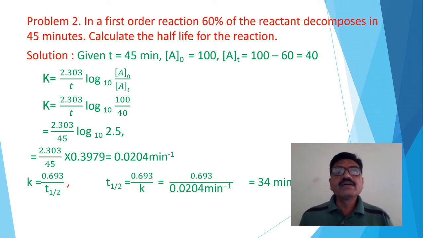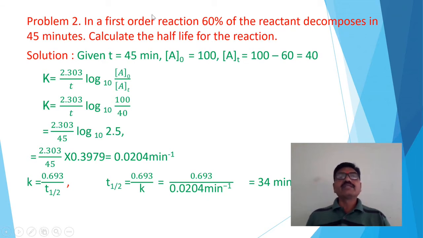Let us see one more numerical. This is slightly different from the first. Try to understand what is given. In a first order reaction, 60% of the reactant decomposes in 45 minutes. Calculate the half-life for the reaction. Read the numerical carefully. Again, this numerical is based on a first order chemical kinetic reaction. What is given? 60% of the reactant decomposes in 45 minutes. Calculate the half-life for the reaction.